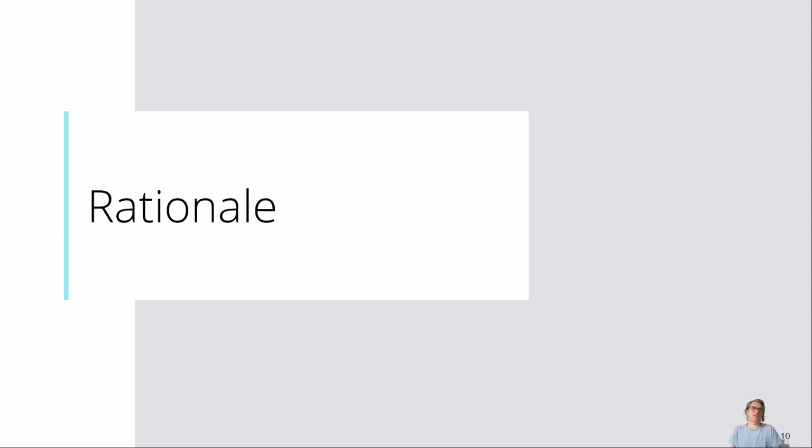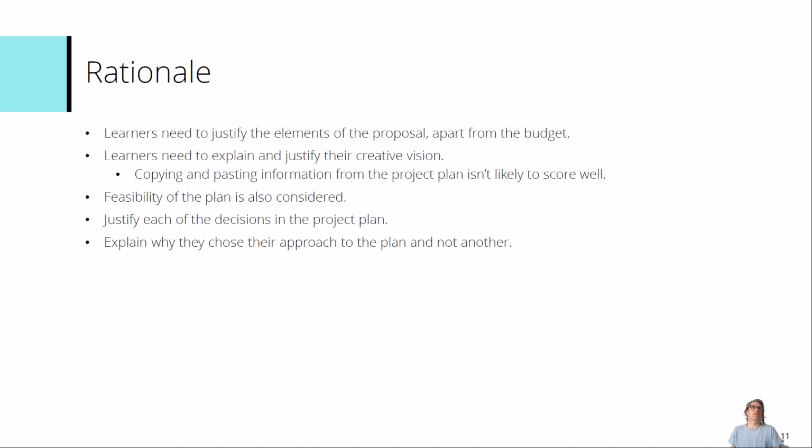Looking at the rationale, learners need to justify the elements of the proposal apart from the budget, because obviously they've justified a lot of things with that budget as well. Learners need to explain and justify their creative vision.